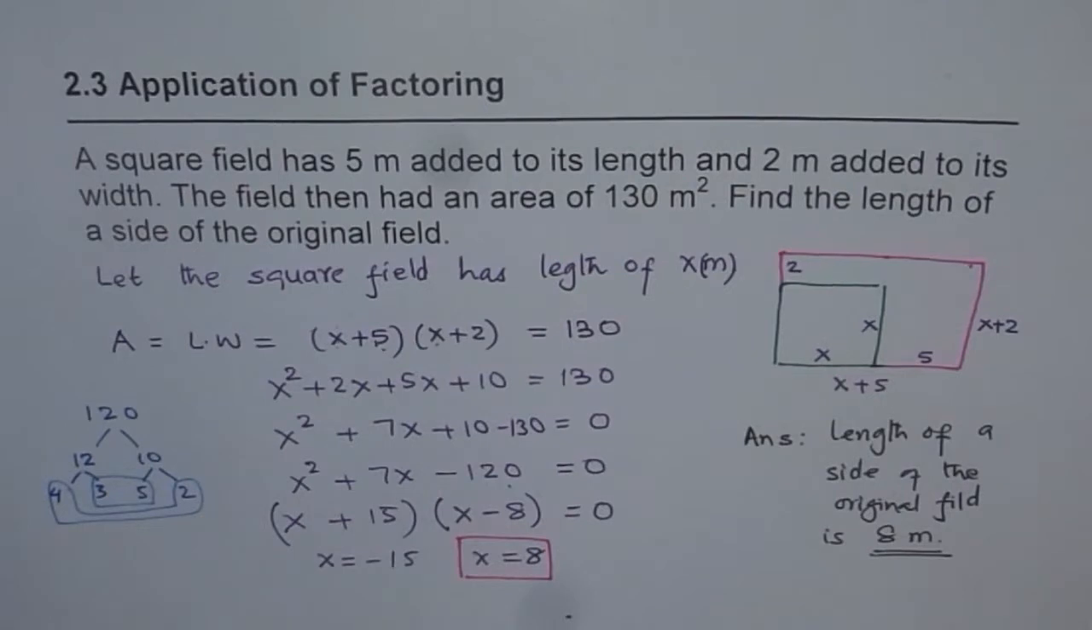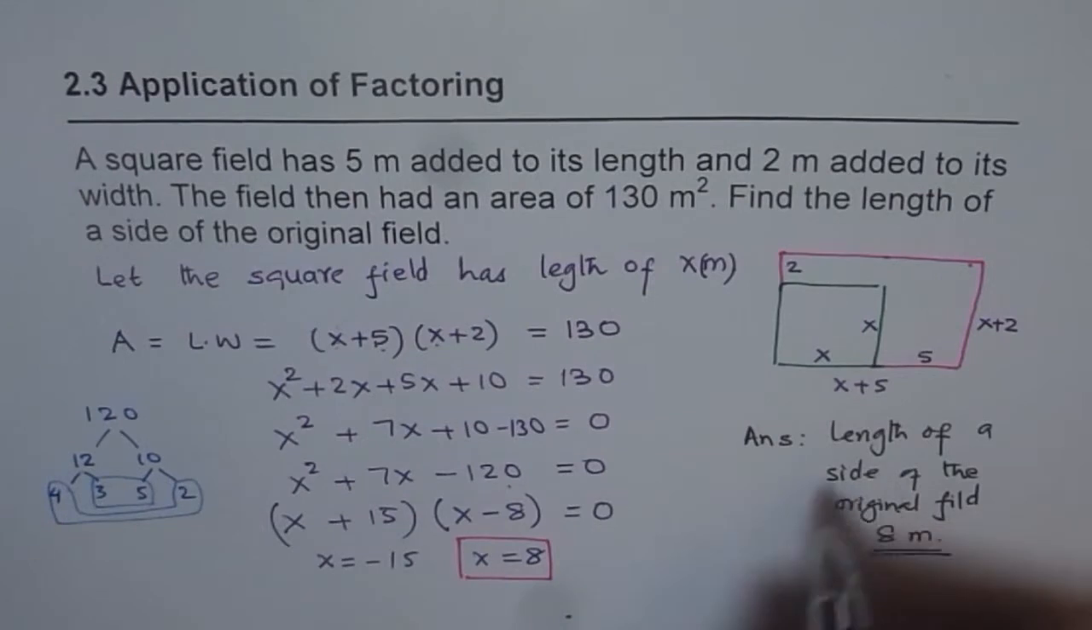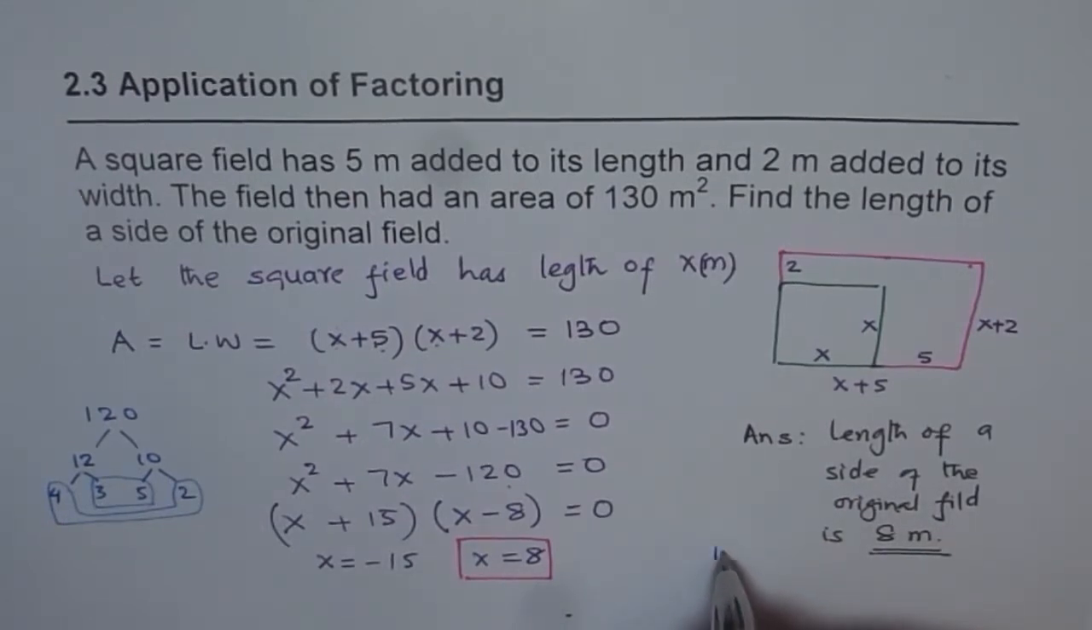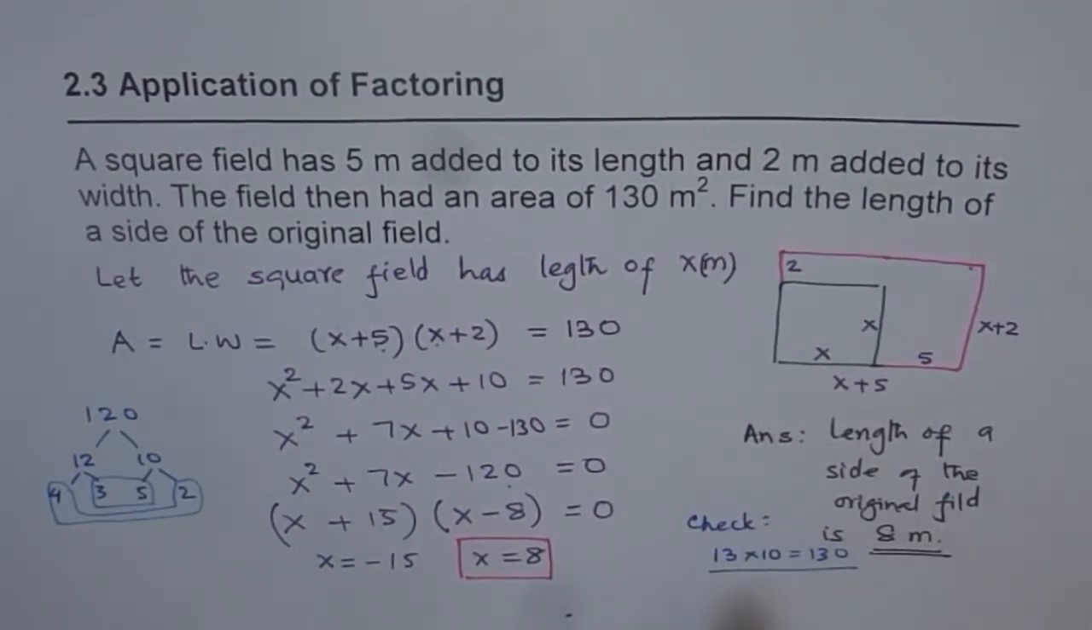You can always check. A good check here is 8 plus 5 is 13 and 8 plus 2 is 10. So you get 8 plus 5 is 13, right? So you get 13 times 10, which is indeed 130, correct? So that is the check. So whenever you get, there could be an error in our calculation. So it's a good check. So that is the check.